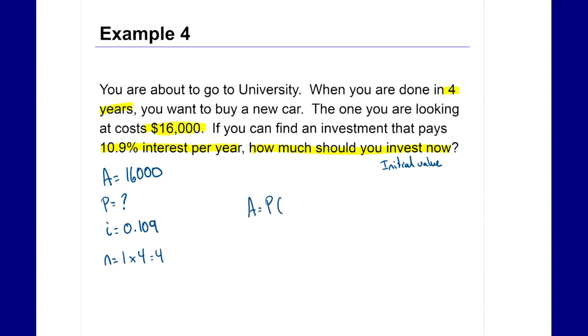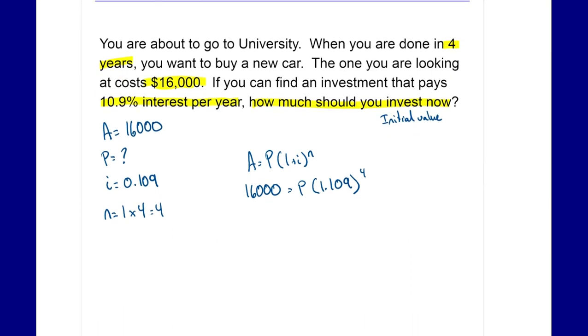A equals P, 1 plus I to the power of N. 16,000 is equal to P times 1.109 to the power of 4. So this is very similar to the type of question that we started off with. We want to get P by itself. We want to find that initial value.